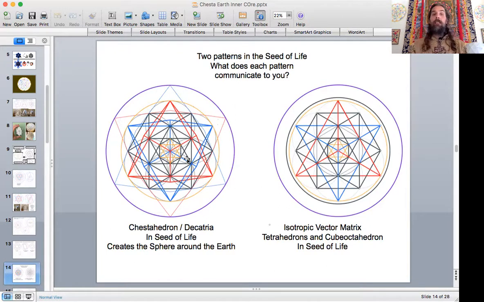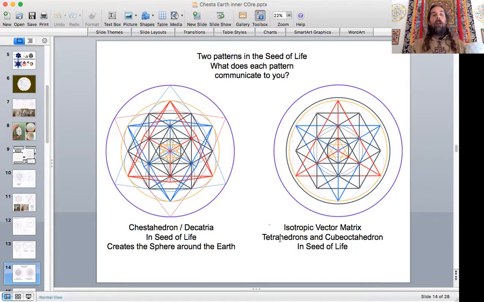So that creates water life, right? We got water in there. We've got ether, space, the unseen forces. That's all contained within this pattern. And I'm not setting this up to choose one over the other. They're both the same form. They're both overlapping each other, just like I showed with the decatria, how it perfectly fits over top of a cube octahedron. And then it just so happens that the chestahedron fits perfectly over top of an icosahedron. This is just what the geometry is showing us.